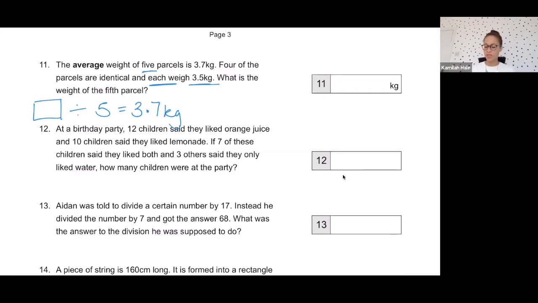Yep, because you're timesing by 4, you could double and double again. Double 3.5 is 7, double 7 is 14. So 3.5 times 4 is 14 kilograms. So 4 of the parcels weigh 14 kilograms altogether. Now use this mean calculation to figure out what the 5 parcels weigh. So you're going to fill in this first box by working backwards. So you'll do 3.7 times 5, and that will give you the weight of all 5 parcels. Can you do that for me, please?